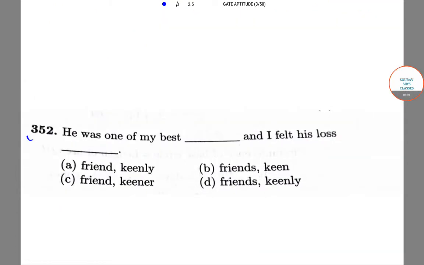Now this question is fill in the blanks. The sentence is, he was one of my best dash and I felt his loss dash. The correct option for this is option D. That is, he was one of my best friends and I felt his loss keenly.